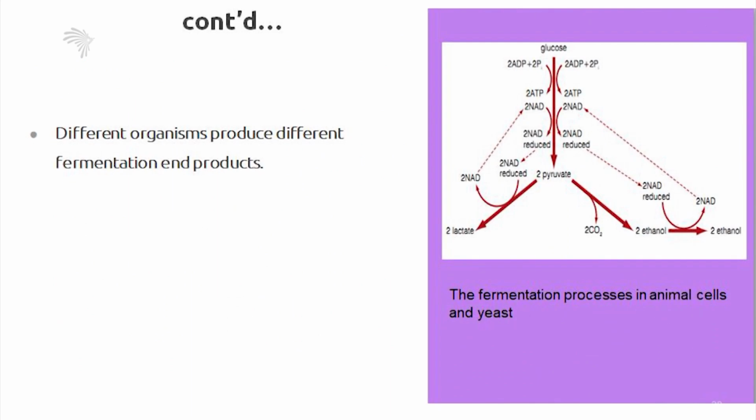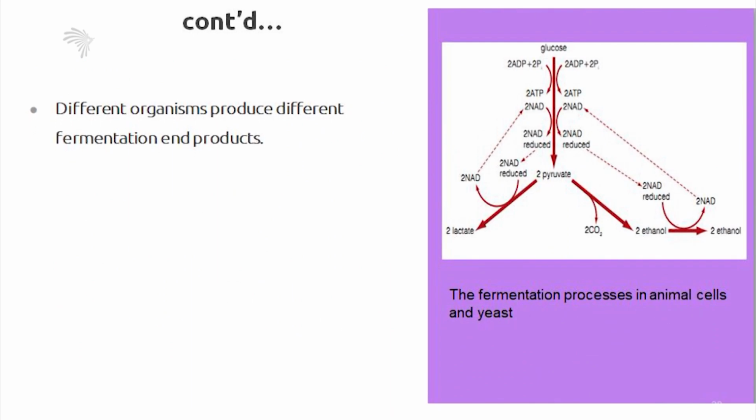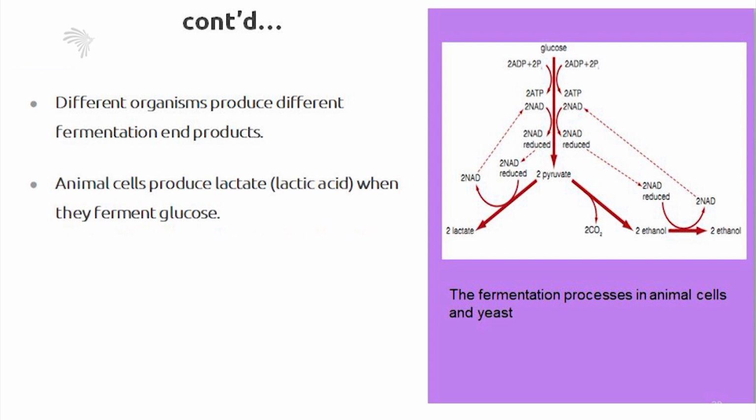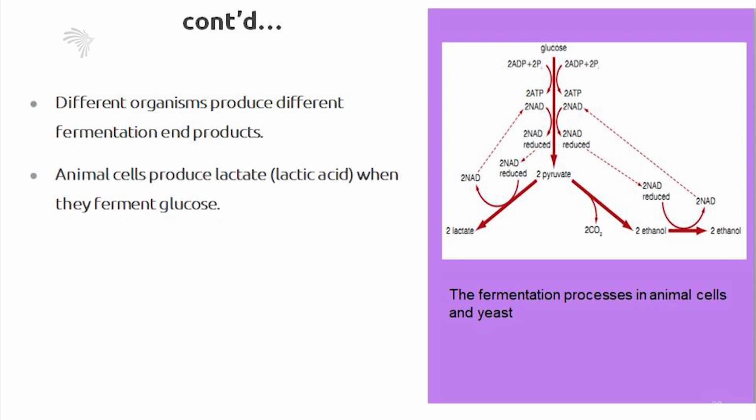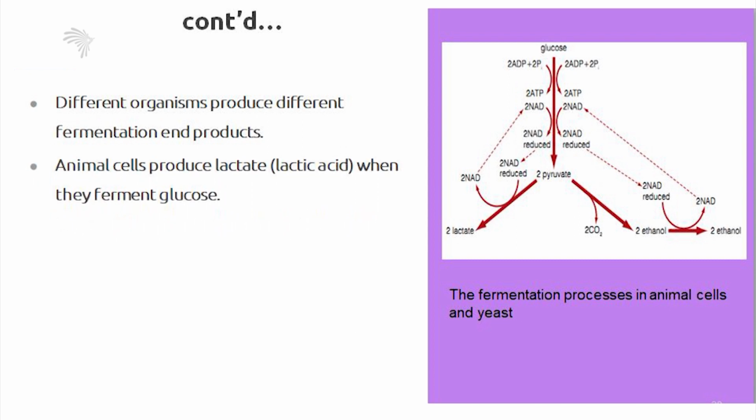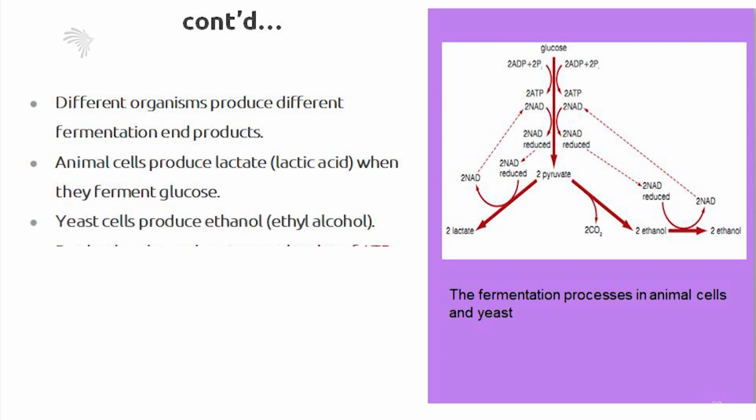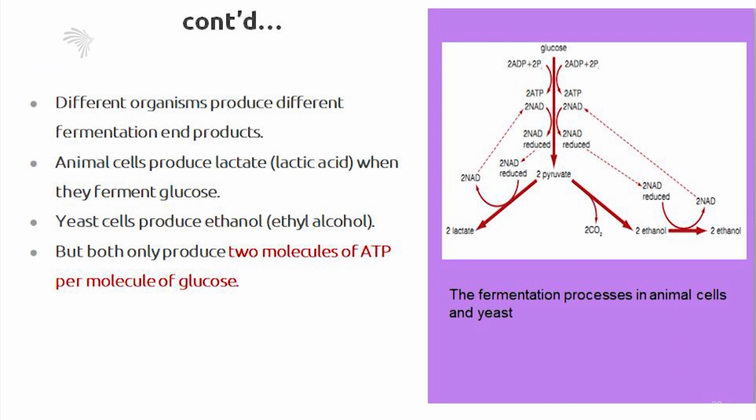Different organisms produce different fermentation end products. Animal cells produce lactate or lactic acid when they ferment glucose, that is, in the absence of oxygen. Yeast cells produce ethanol or ethyl alcohol, but both only produce 2 molecules of ATP per molecule of glucose.